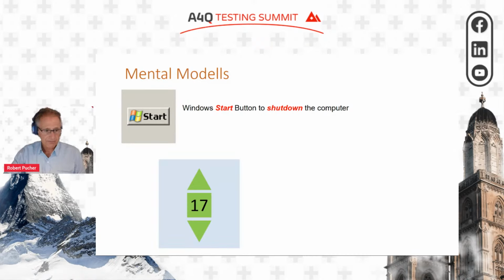But let's go to something different. May I ask you, when you see this image and you press here, is it going to display 18 if you press here? Or is it going to display 16? 18 or 16? There's quite a lot of statistics about that. 70% of people in Western Europe believe it's 18. 30% believe it's 16. It's because you can have two different mental models.